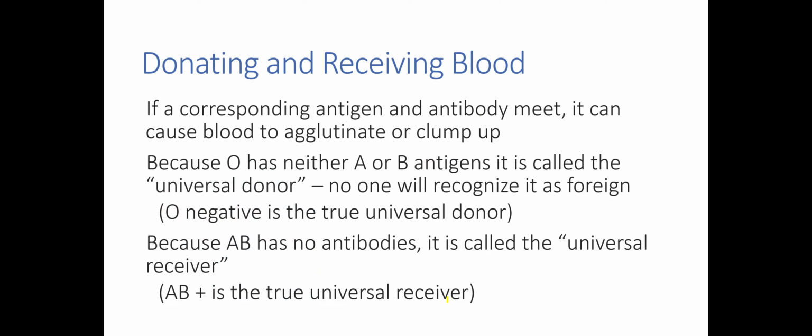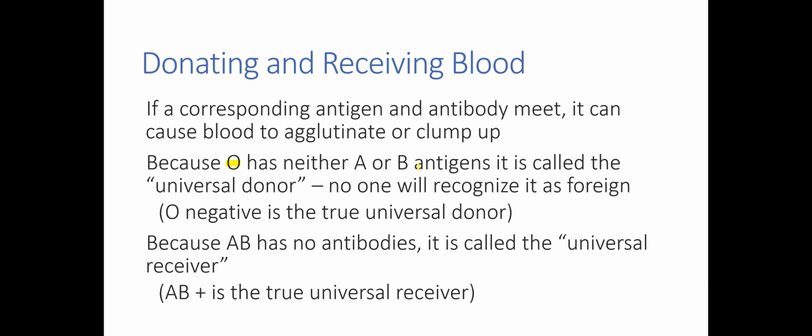So this is why if you had a type A person and you gave them type B blood, they're not going to recognize that B antigen. So they're going to start producing antibodies, and then that will cause their blood to clump up. So it's really important that we give a compatible blood type. Now this is where we get into the universal donors and the receivers.